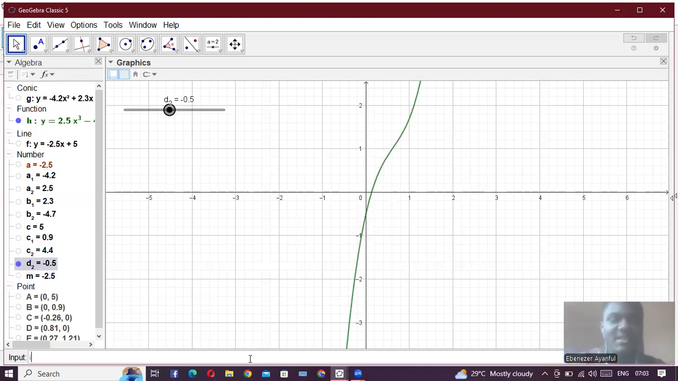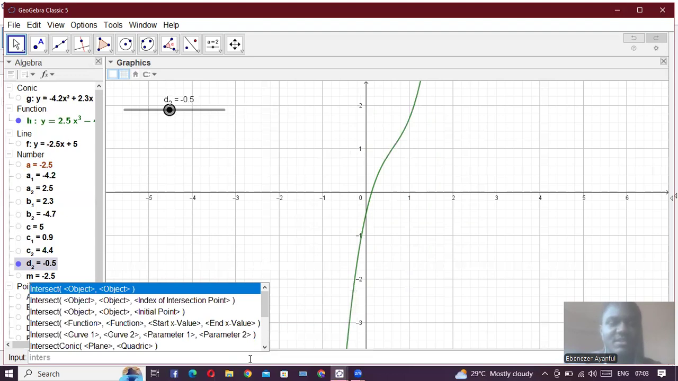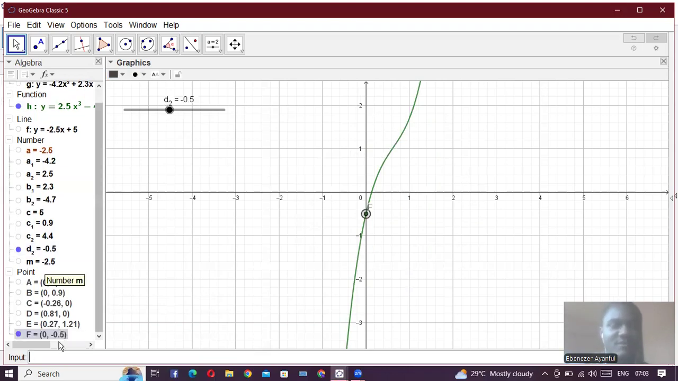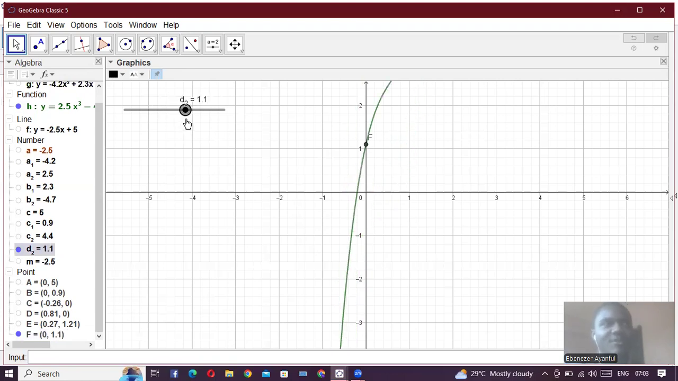To see it clearly, you can always use the intersect tool. The function is h, comma, and then the y-axis, and then we see the point of intersection f. Look at the value of f, the y is negative 0.5, and that's the same value as the constant here. So for polynomials, the constant term always shows us the point where the curve intersects the y-axis, and it moves the curve above or below the x-axis. So that's the purpose of the constant.